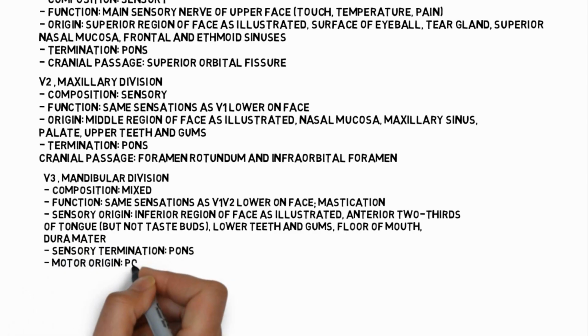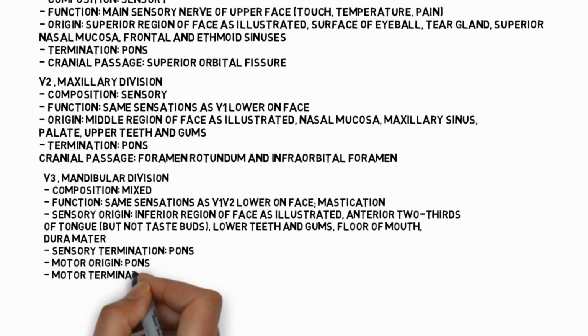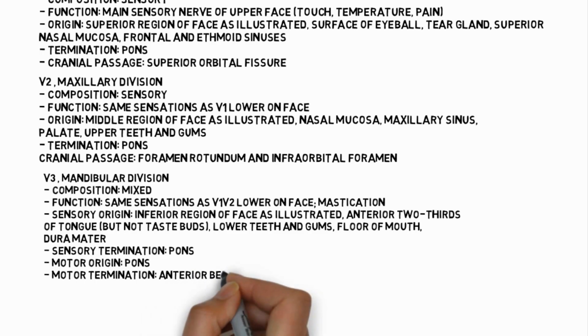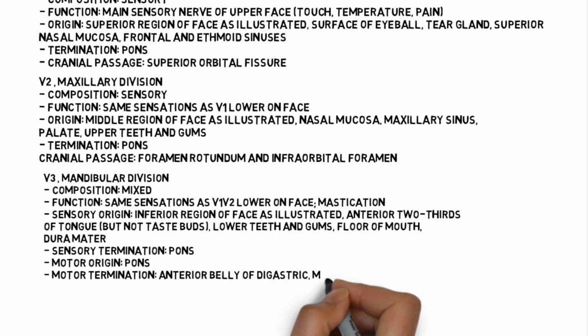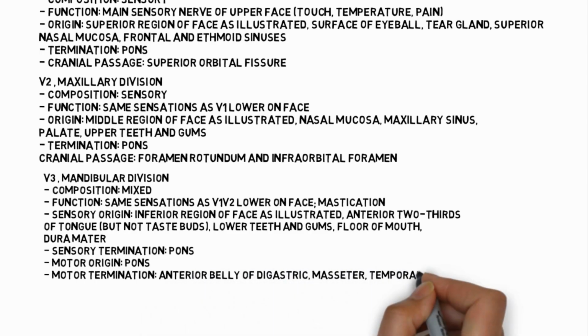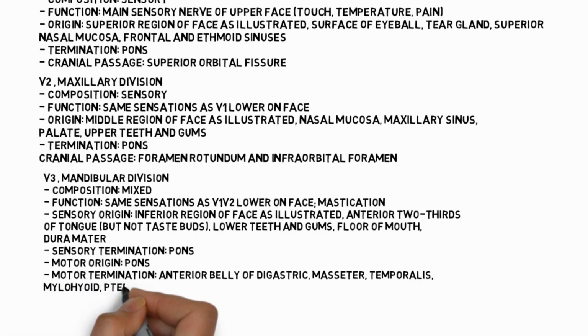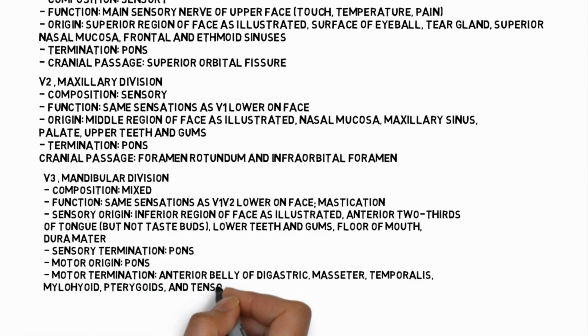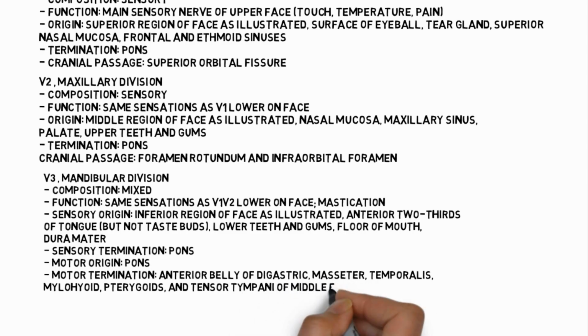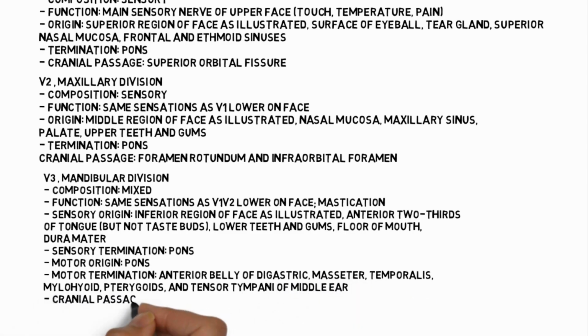Motor nerve fibers originate in pons and terminate in anterior belly of digastric, masseter, temporalis, mylohyoid, lateral and medial pterygoids, and tensor tympani of middle ear. It passes through foramen ovale. We have made complete video related to mandibular nerve anatomy. If interested, please do check out that video.